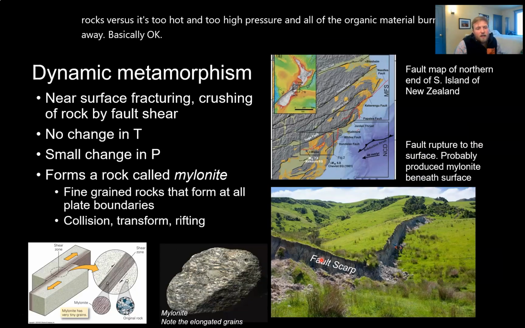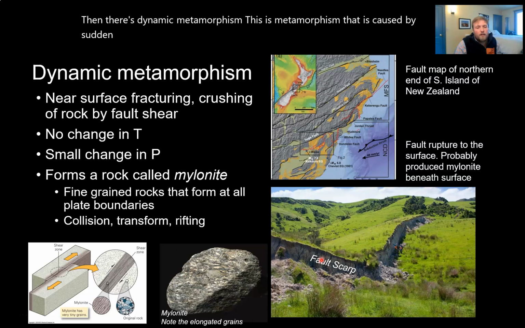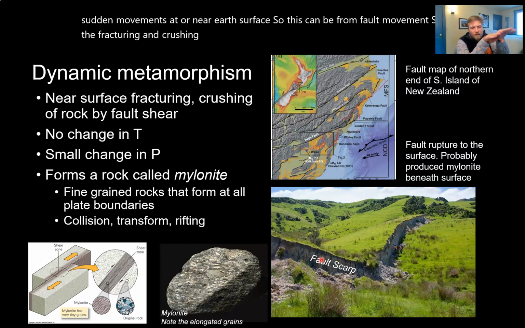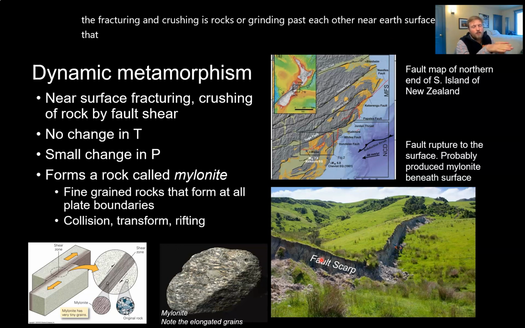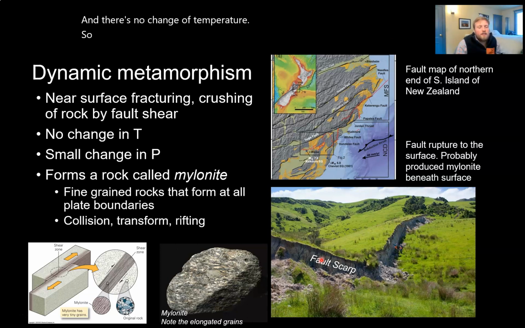Then there's dynamic metamorphism. This is metamorphism that is caused by sudden movements at or near Earth's surface. Okay? So this can be from fault movements. So the fracturing and crushing as rocks are grinding past each other near Earth's surface. That creates crushed rock, basically. So there's actually very little change in pressure relative to what goes on deeper in the Earth, and there's no change in temperature. So this is one that is completely achieved by cohesion or compression and shear.